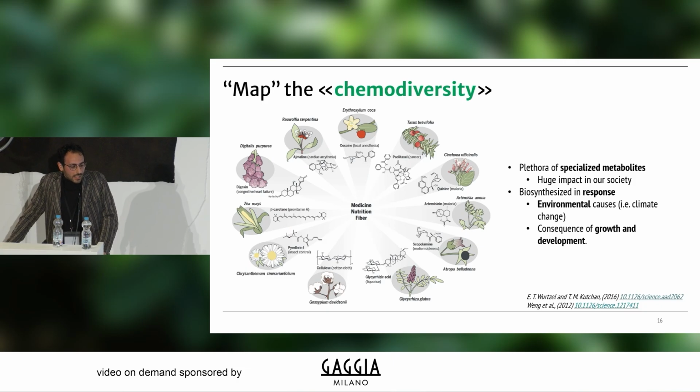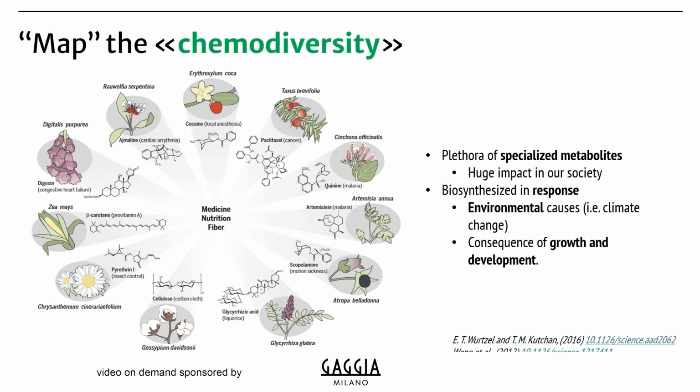The last one is the map of chemodiversity. So plants produce a plethora of specialized metabolites, and they have a huge impact in our society. I'm sure that every one of you is familiar with this kind of molecules that come directly from plants. So plants biosynthesize these compounds in response to the environment, but also as a consequence of their growth and development.